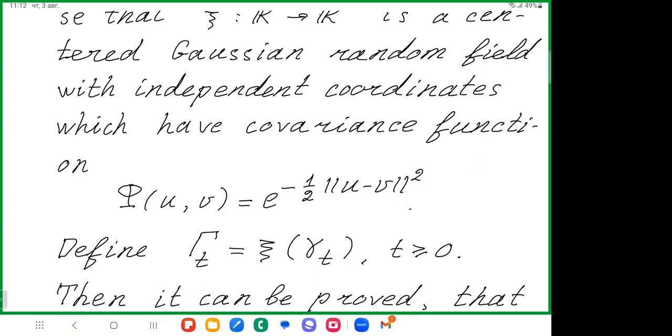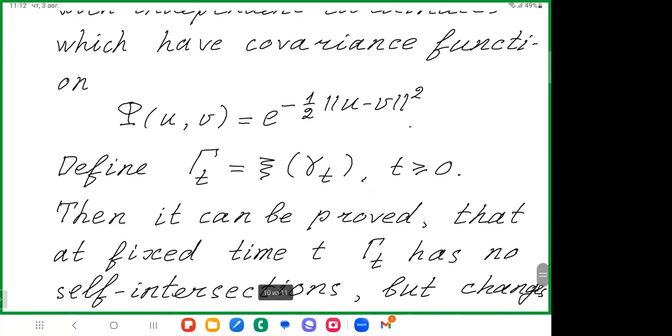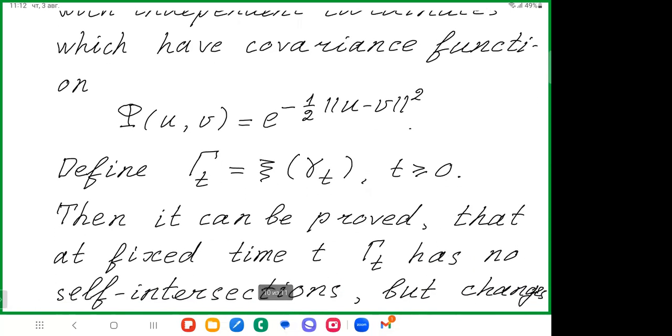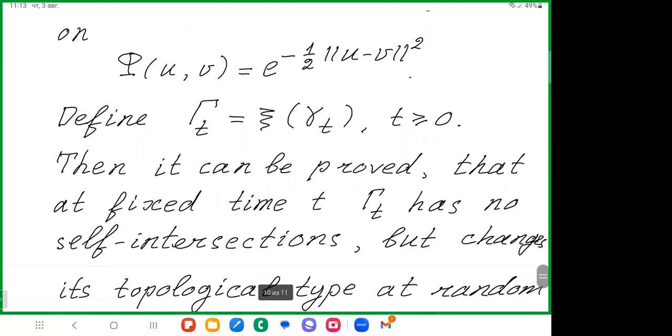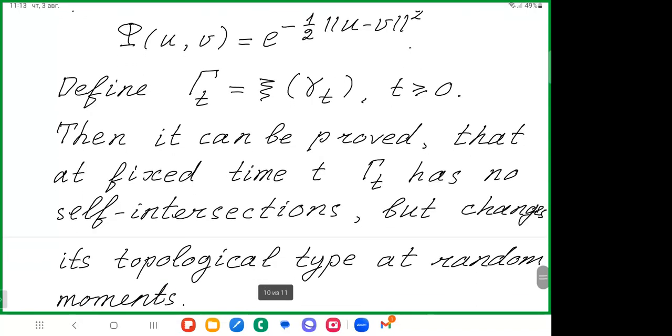And this is Xi. So now several facts can be proved. Firstly, that at fixed time t, gamma t has no self-intersection. So with probability 1, at fixed time, gamma capital T has no points of self-intersection. But it can also be proved that gamma T changes its topological type at random moments.